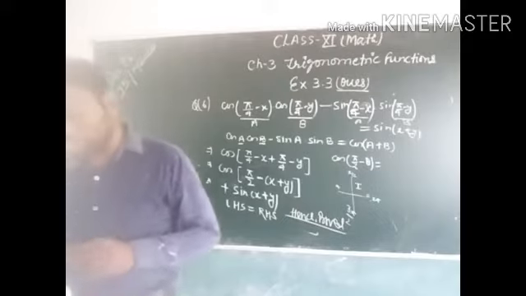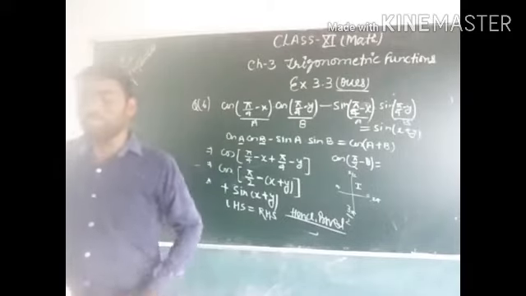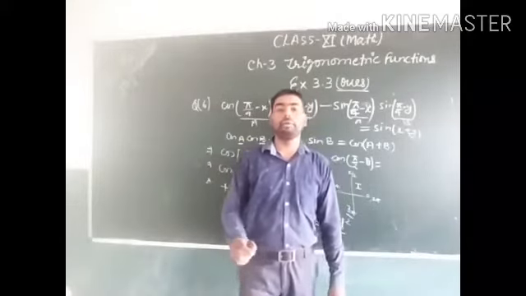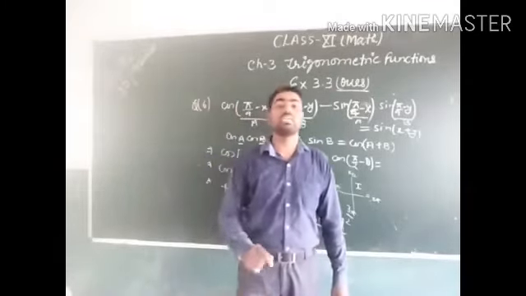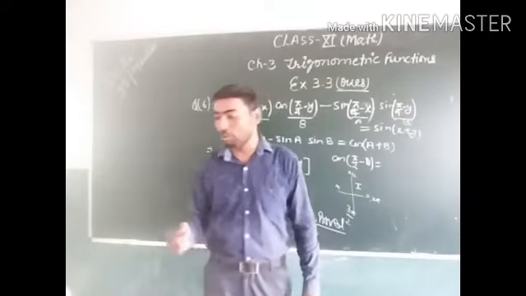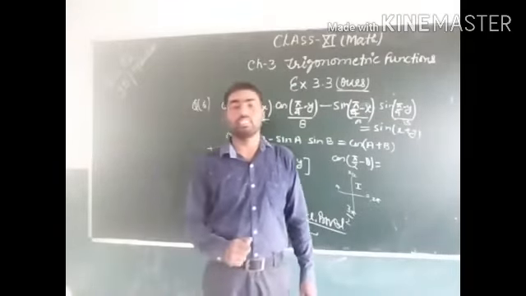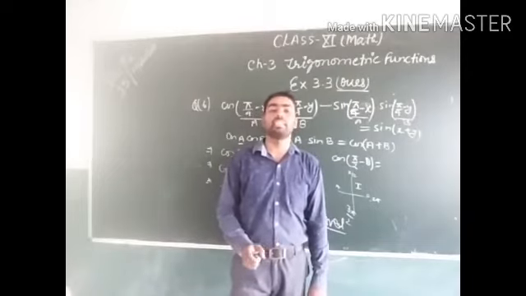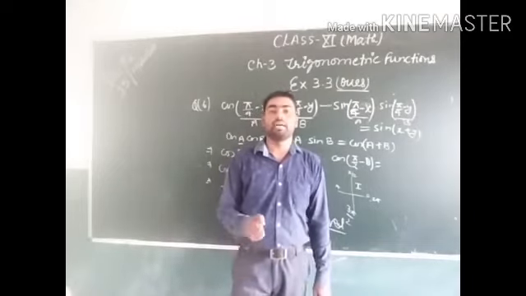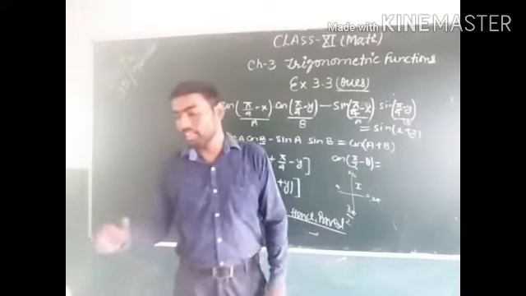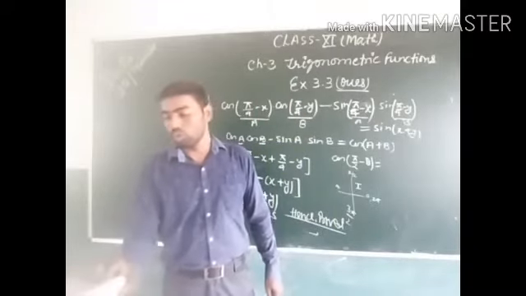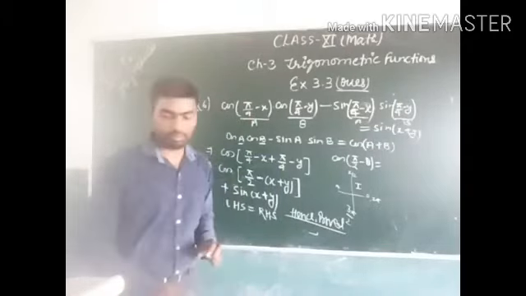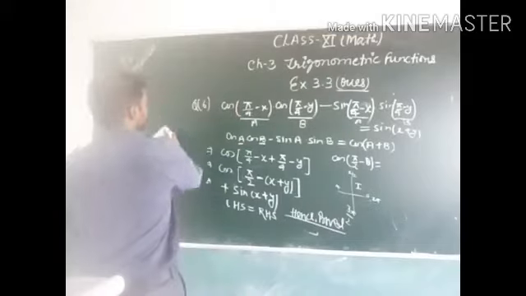Now we proceed to question number 7. In question number 7, you use the identity: tan pi by 4 plus x means tan a plus b, and tan pi by 4 minus x means tan a minus b. So you use the trigonometric identities for tan a plus b and tan a minus b, and you get the right hand side. So question number 7, do it yourself. Now we proceed to question number 8.